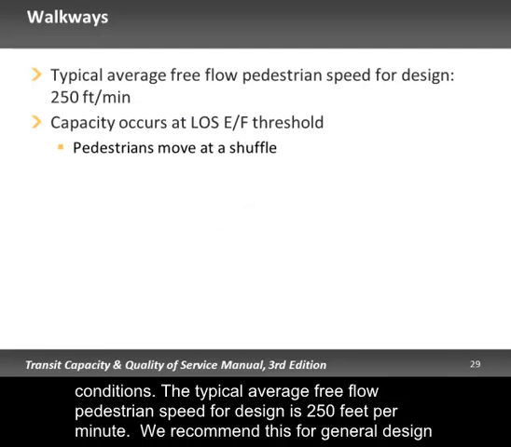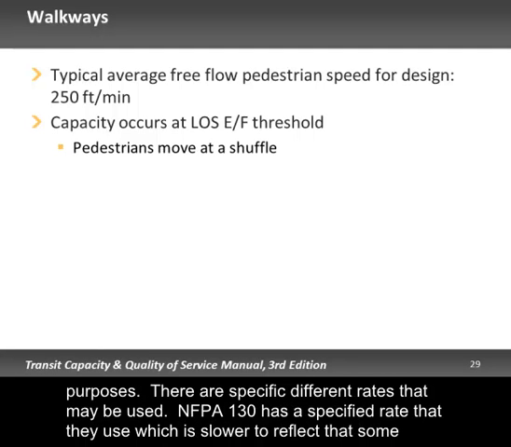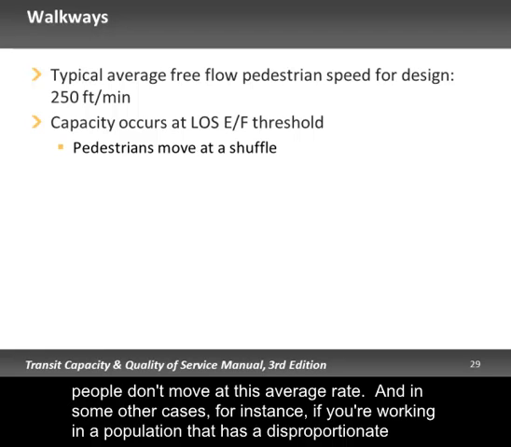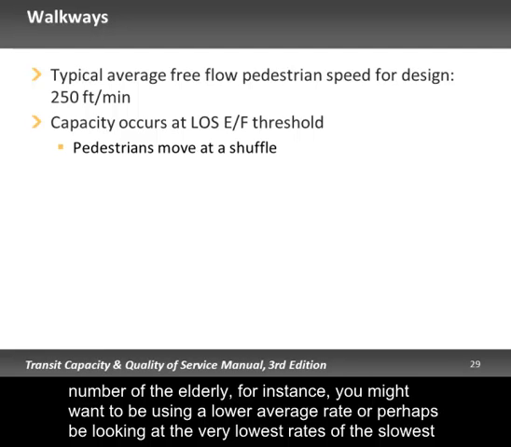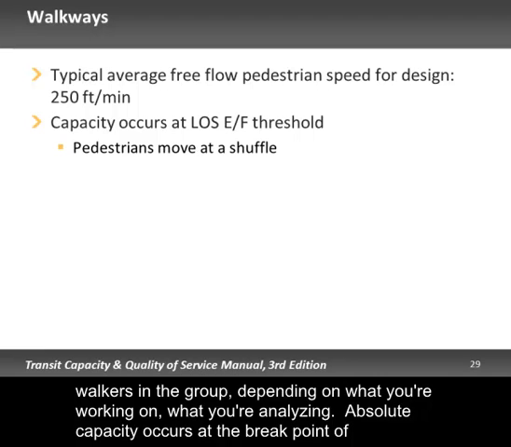The typical average free flow pedestrian speed for design is 250 feet per minute. We recommend this for general design purposes. There are specific different rates that may be used. NFPA 130 has a specified rate that they use, which is slower to reflect that some people don't move at this average rate. And in some other cases, for instance, if you're working in a population that has a disproportionate number of the elderly, you might want to be using a lower average rate or perhaps be looking at the very lowest rates of the slowest walkers in the group, depending on what you're working on, what you're analyzing.